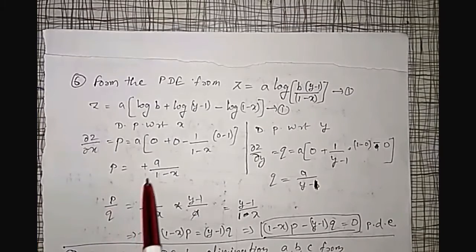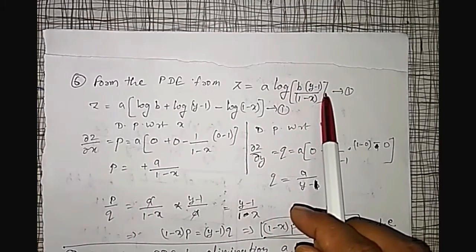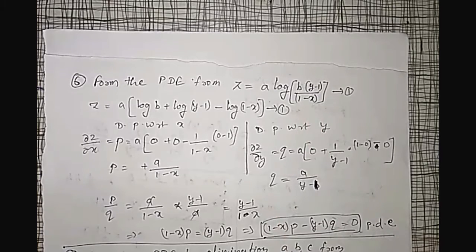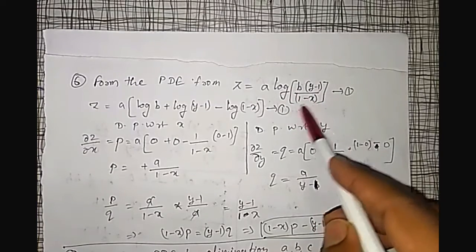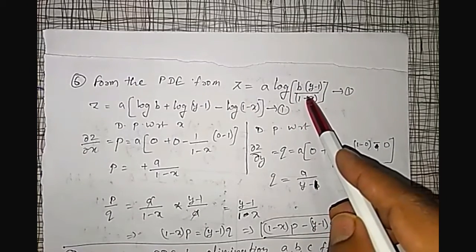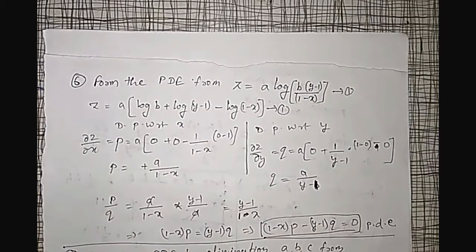Form the PDE from z is equal to a into log of b into y minus 1 divided by 1 minus x. Again here to eliminate a and b, we are going for the partial differentiation. While taking the partial derivatives, you have to apply the chain rule here and then quotient rule and all those things. To avoid that, let us use the properties of log.